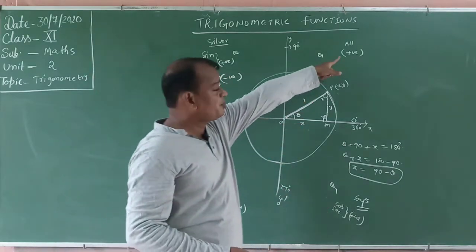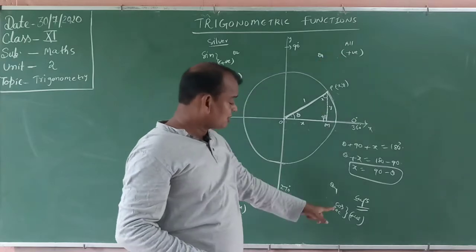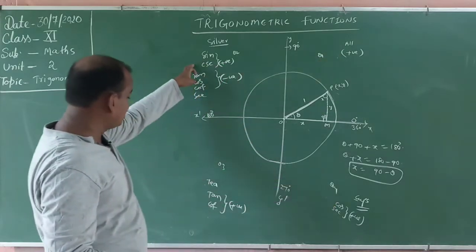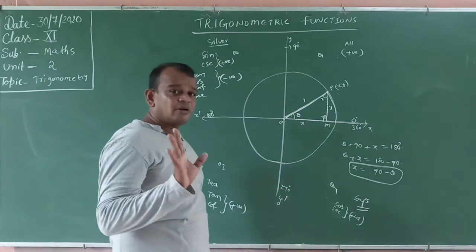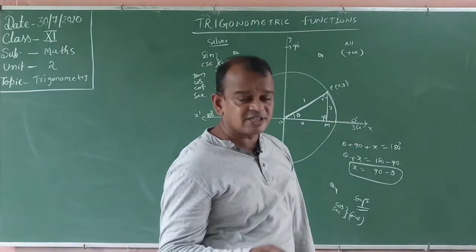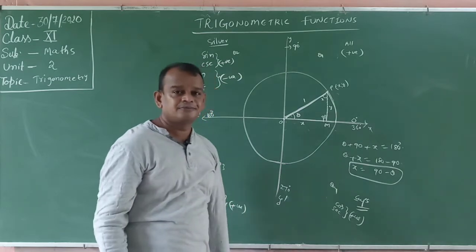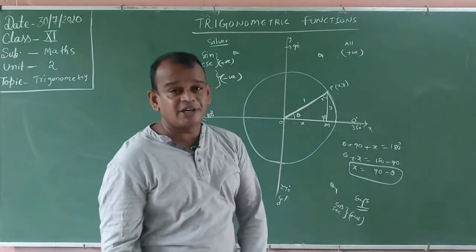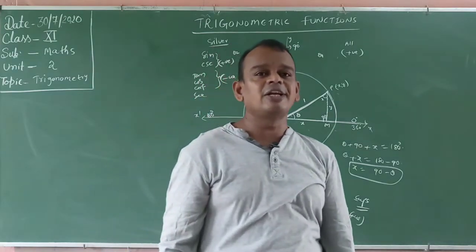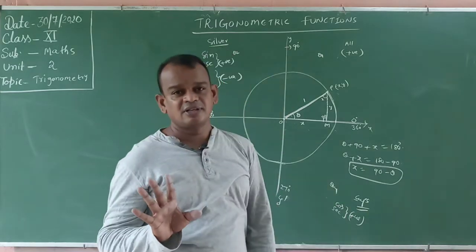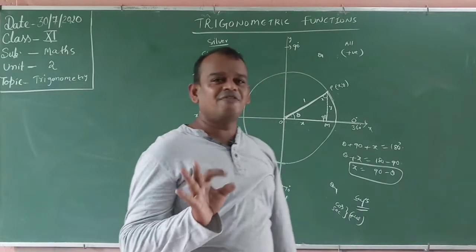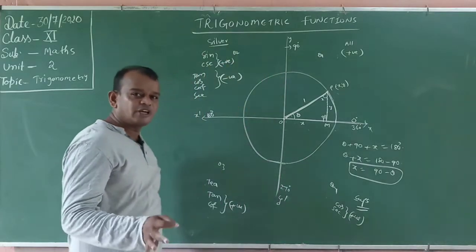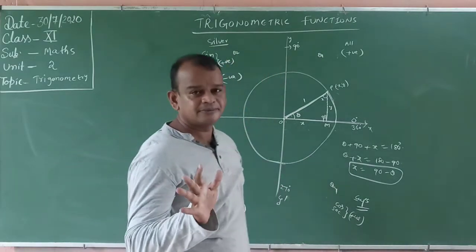Now here all positive means cos positive. Here cos positive. Here cos negative. Here cos negative. What you observe from that? Every trigonometric ratio is positive in two quadrants and negative in the other two quadrants. Say yes or no.